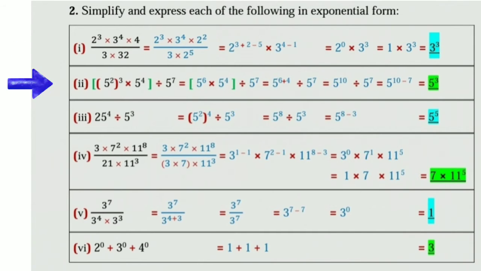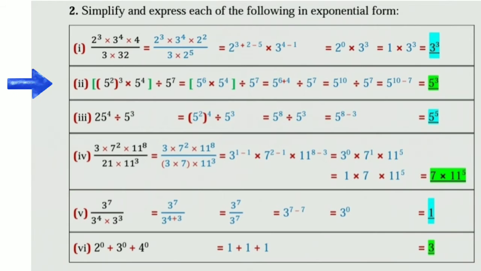Sum number 2: (5 square the whole cube into 5 raised to 4) divided by 5 raised to 7. Now here, students, we have to use a different formula, so please note it properly. First, 5 raised to 6 into 5 raised to 4, divided by 5 raised to 7. Now 5 raised to 6 plus 4 divided by 5 raised to 7 is equal to 5 raised to 10 divided by 5 raised to 7, which is equal to 5 raised to 10 minus 7, is equal to 5 raised to 3.